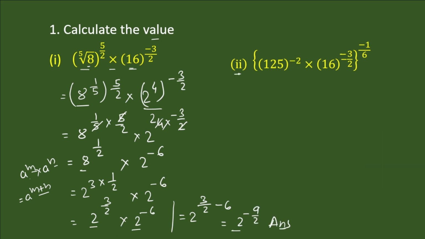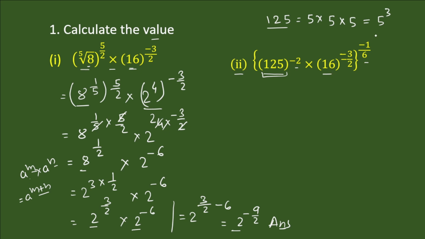Now we'll solve this second question. Here it is 125 powered by negative 2 multiplied by 16 powered by negative 3 by 2, and the whole term is powered by negative 1 by 6. So now here again we have 125. So 125 we can write as 5 cube, means 5 multiplied by 5 multiplied by 5 will be 125. So we can write it as 5 powered by 3.